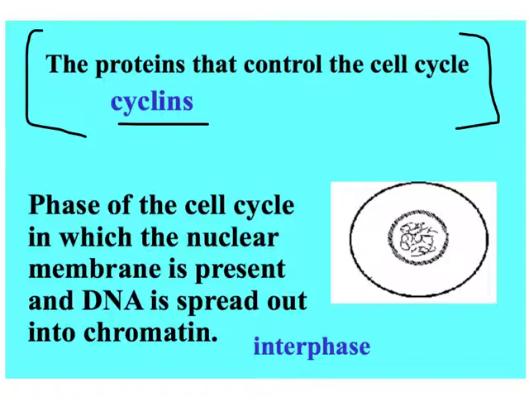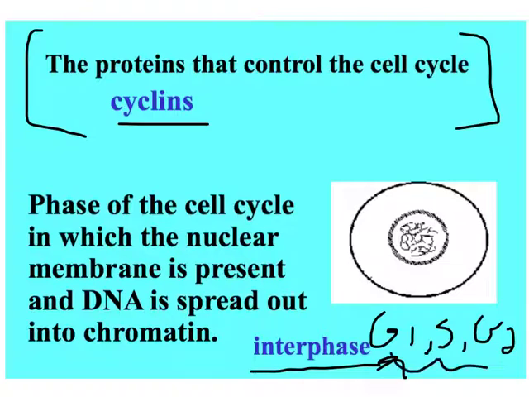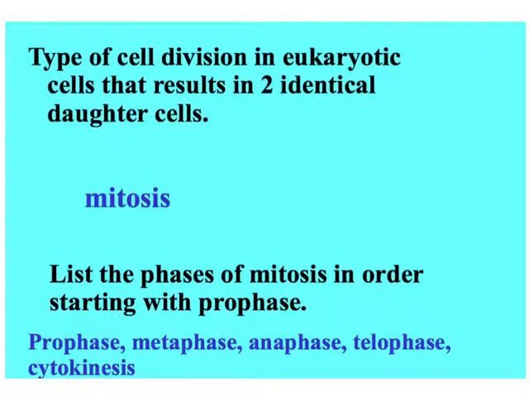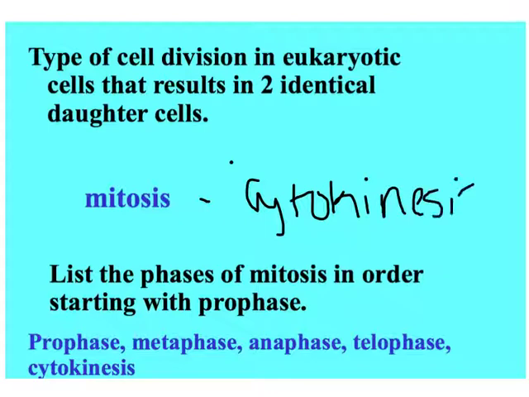The phase of the cell cycle in which the nuclear membrane is present and DNA is spread out into chromatin is called interphase. Remember, interphase is made up of G1, S, and G2. All three of those make up interphase. Okay, type of cell division in eukaryotic cells that results in two identical daughter cells. That is mitosis followed by cytokinesis, which is the division of the cytoplasm.